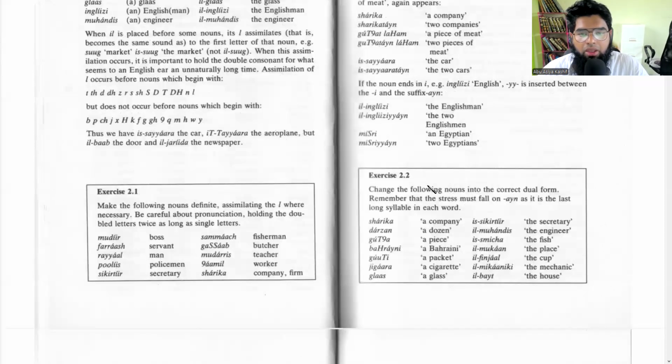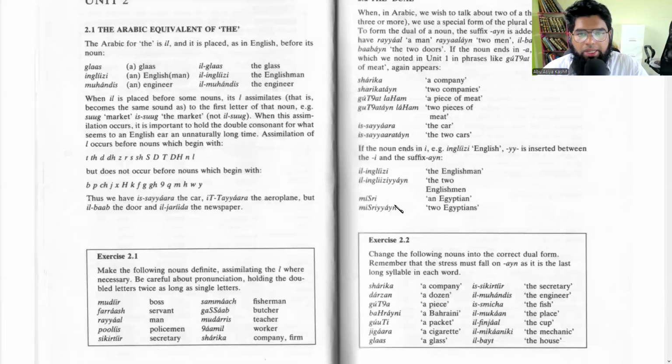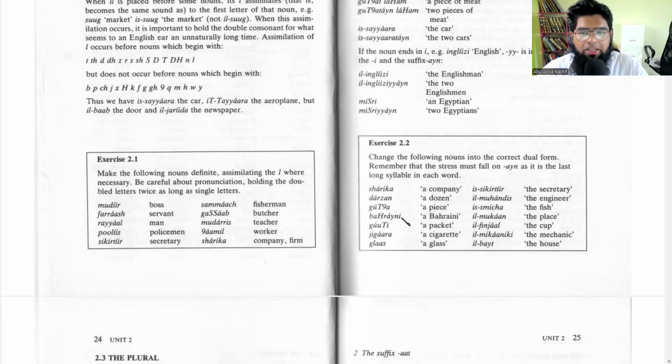Change the following nouns into correct dual form. Remember the stress must follow ain as it is the last long syllable in each word. Sharika, sharikatain, two companies. Darzan, darzanain, a dozen. Gota, gotatain. Here the ta comes back. Bahraini, bahrainiyain, two Bahrainis. Guti, if you remember, packet. So gutiyat, gutiyain, two packets.